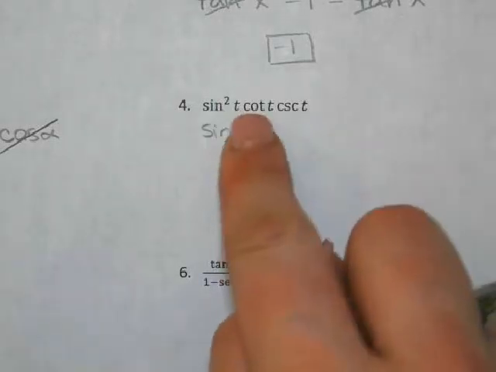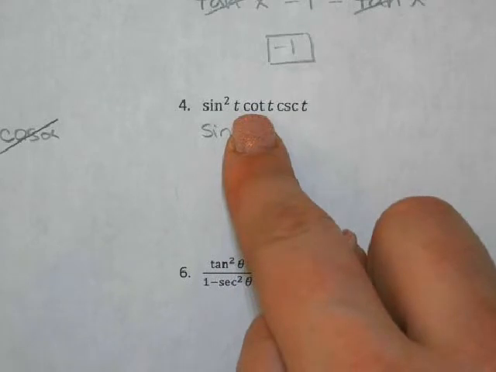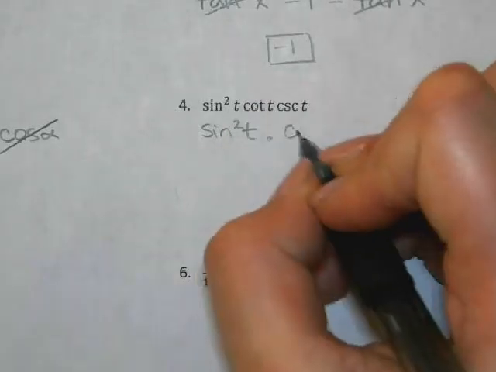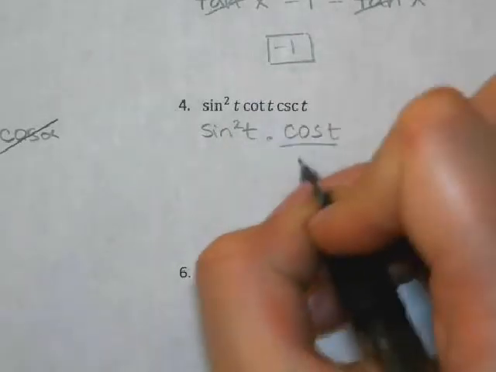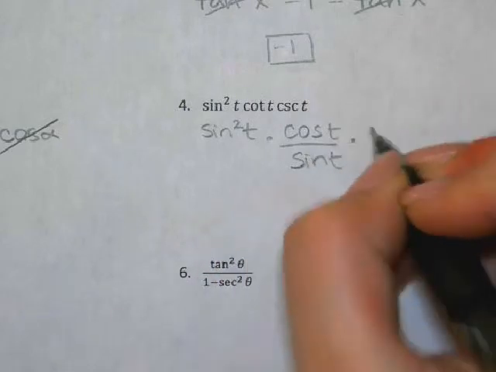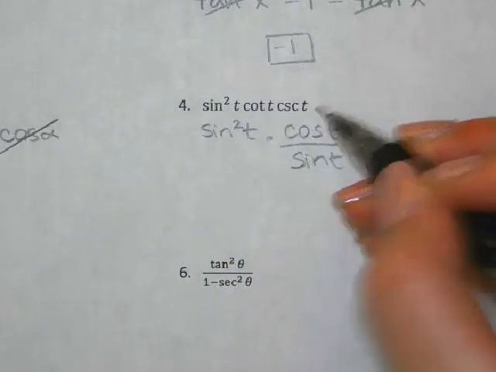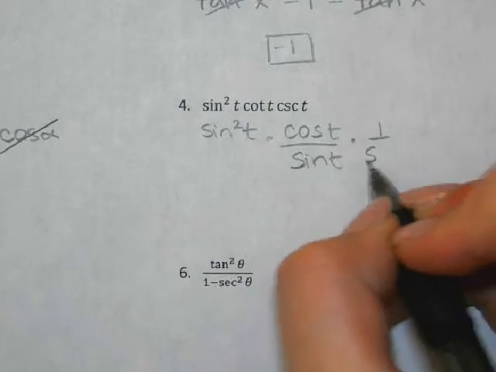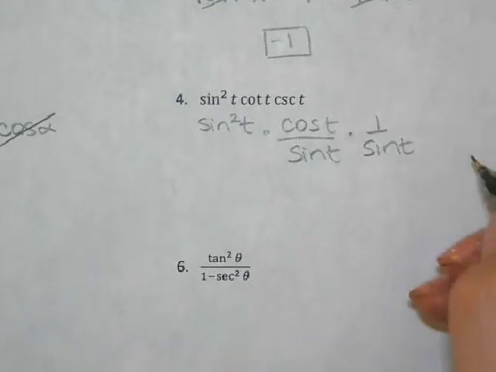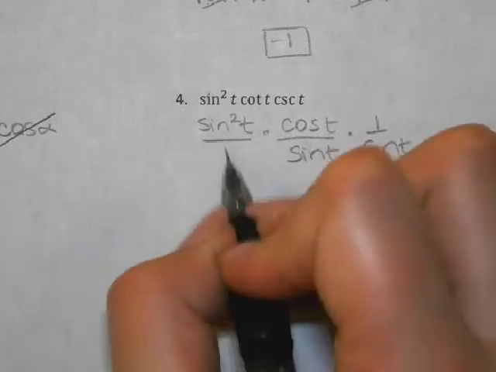So what can we do with cotangent? Cos over sine. And what can we do with cosecant? 1 over sine. Okay, don't say anything. See if you can figure it out. If it helps, you can put this over a 1.